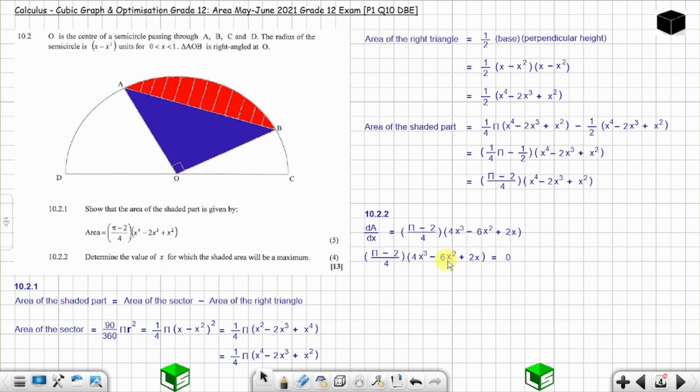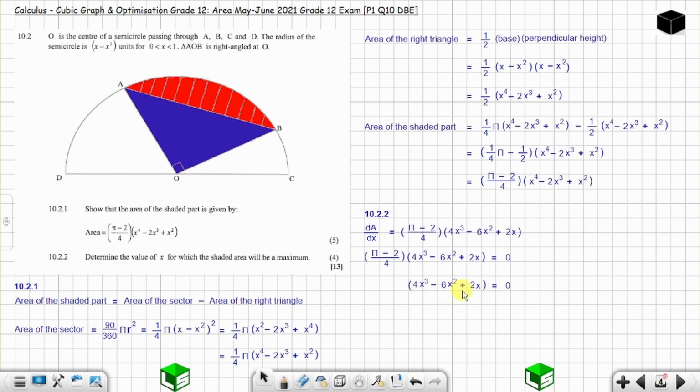Okay, let's solve for x. You're going to divide by this number on both sides. When you divide by this on both sides, on this side, this will cancel, and you remain with this only. This is equal to 0 divided by this, so you have 0. Okay, you get this.